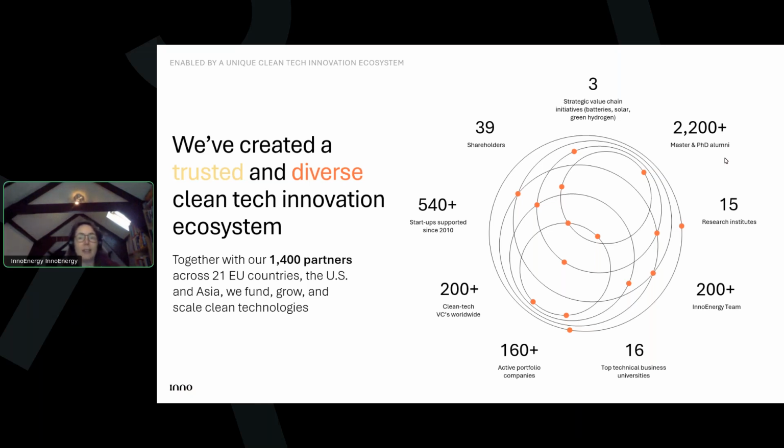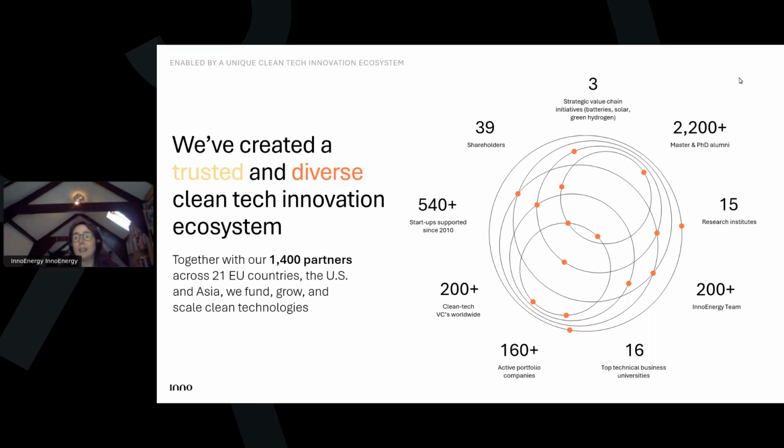So InnoEnergy has created this ecosystem for 15 years. We were founded in 2010, supported by the European Union. And we were one of the first knowledge and innovation communities in Europe. And in those 15 years, we built up this trusted and diverse clean tech ecosystem. And together with our partners, we fund, we grow, we scale clean technologies.